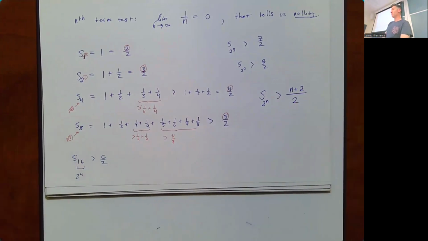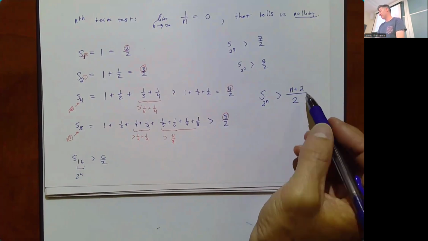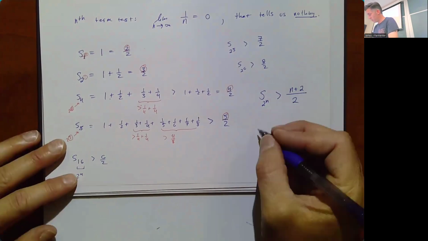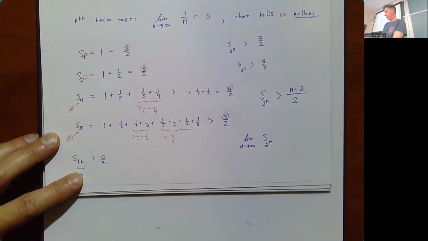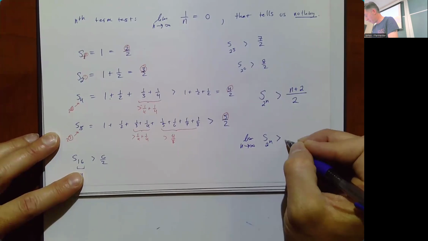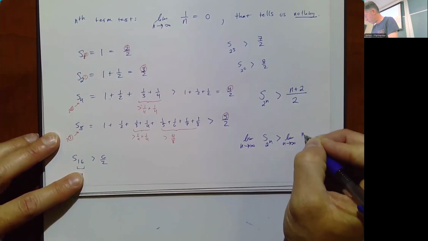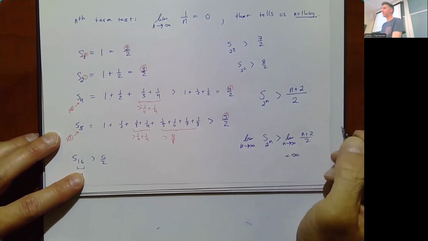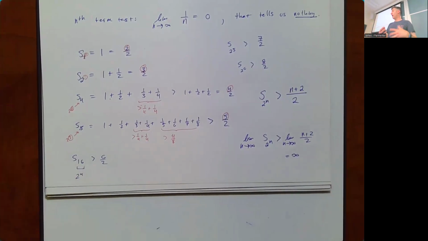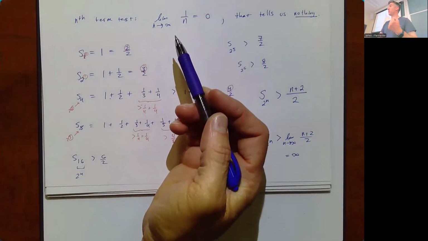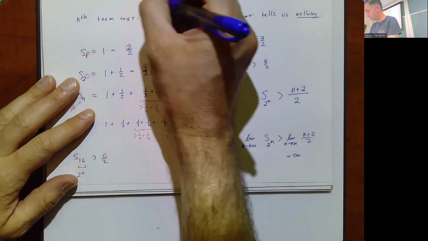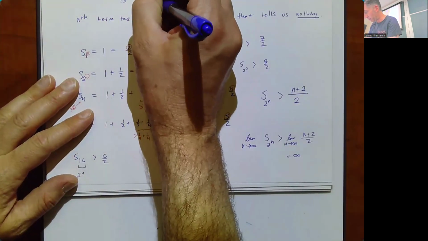And then if we take the limit as n goes to infinity of this sequence of partial sums, the limit as n goes to infinity of the sum of the first 2 to the n terms is going to be bigger than the limit as n goes to infinity of n plus 2 over 2, but that is itself infinity. So the thing that I want to point out here that's really important is that this series, whose sequence converged to 0, is still divergent. So this harmonic series is divergent to infinity.